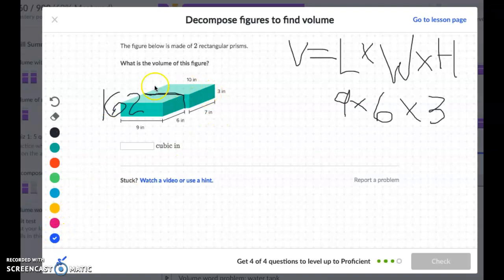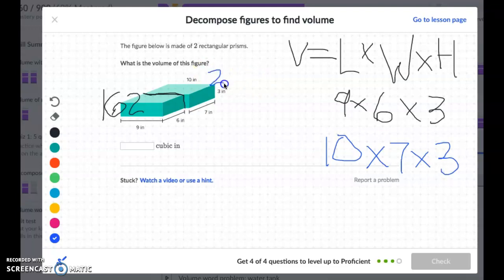And then my second figure in the back here, they tell me that the length of this one is 10. Even though they labeled it in the back, they're still telling me how long that figure is. So 10. And then how wide is it? Well, it goes back 7 inches. And how tall is it? The height is the same as the other one, which was 3. So for my back figure, I'm going to do 10 times 7, which is 70. And then 70 times 3 would be 210.